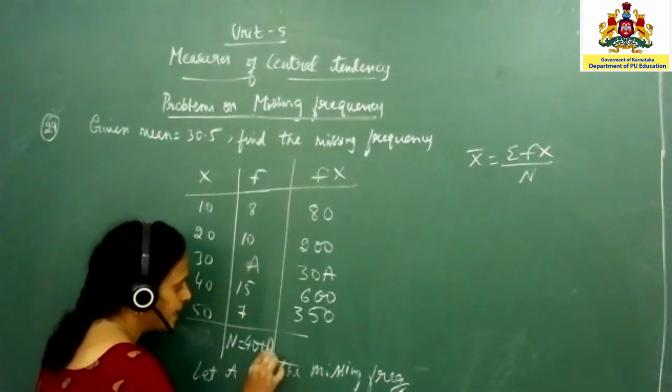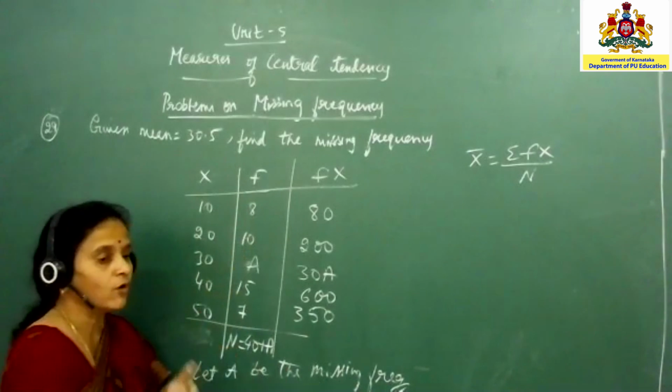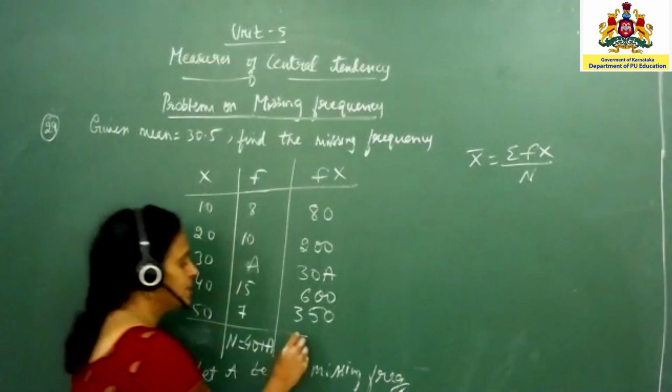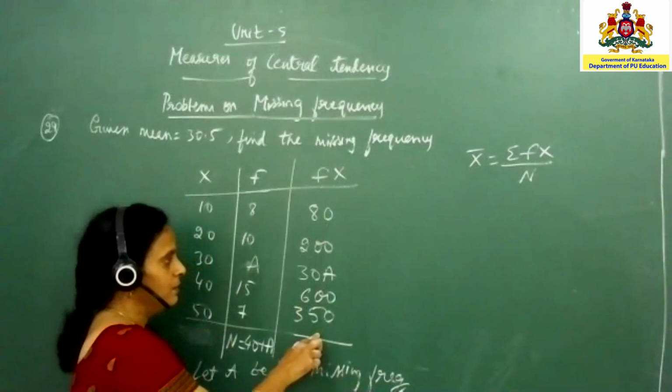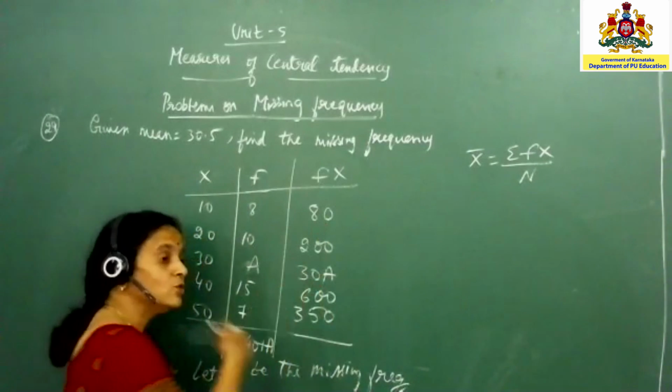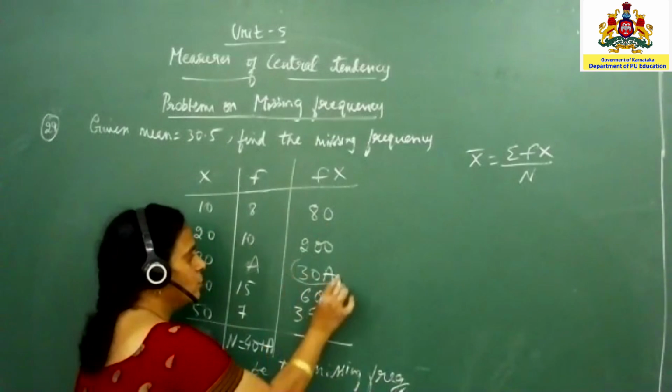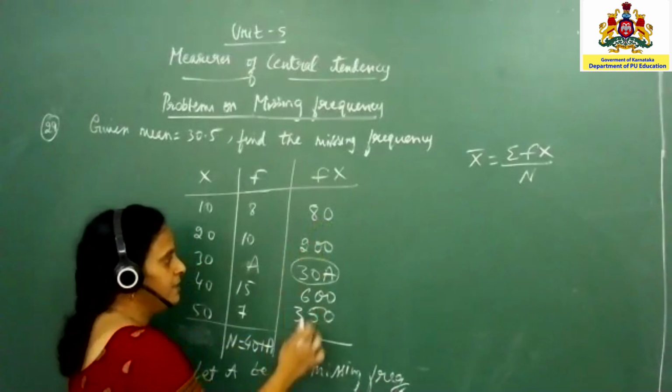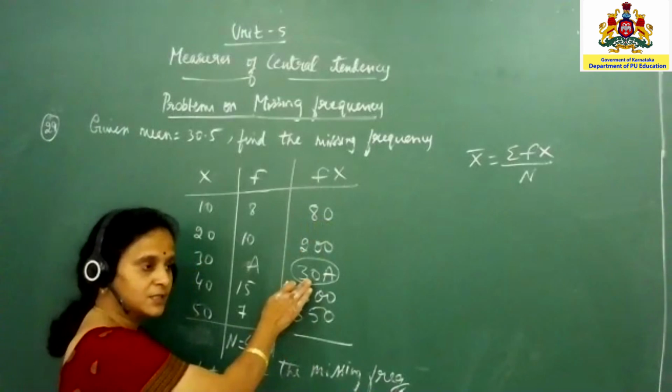That A I write as it is. So the total is 40 plus A. Next, to add up this total, don't consider this 30, because it is 30A. Just to avoid the confusion, I just round off this one, such that while adding the numbers, I won't consider this 30.